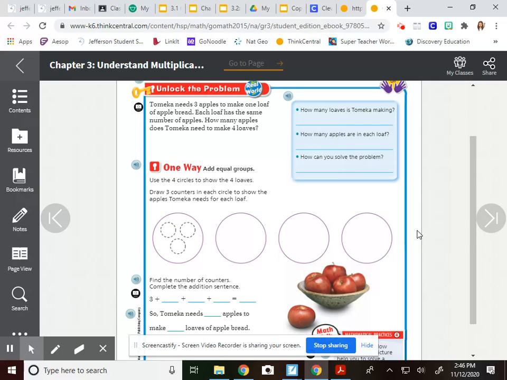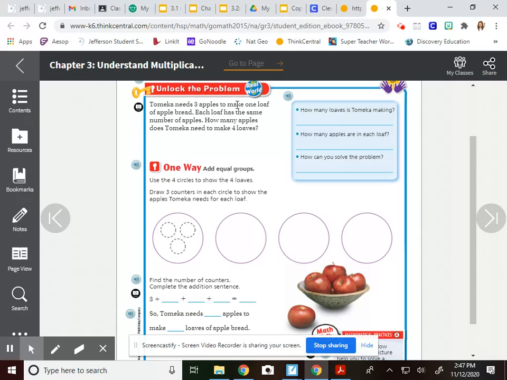Now, I always like to repeat myself there. Multiplication is repeated addition. So you have to have equal groups. You have to be able to add the same number over and over again. Okay? So let's read the word problem and unlock the problem, and then talk a little bit about how addition and multiplication are alike.